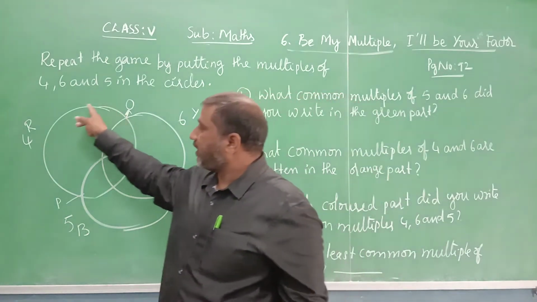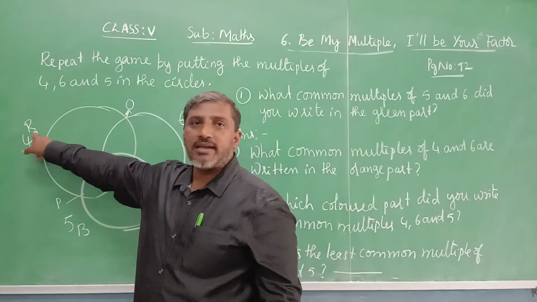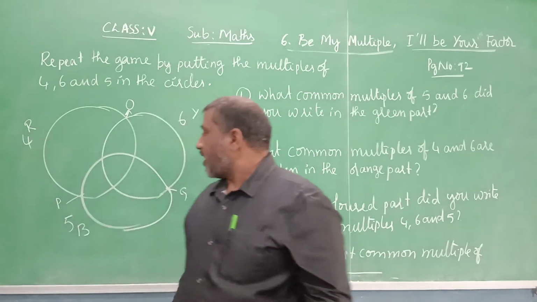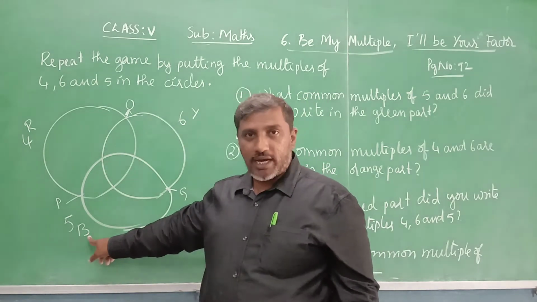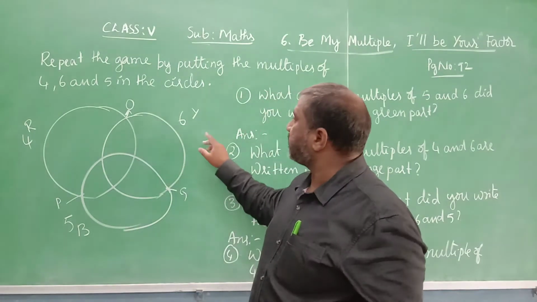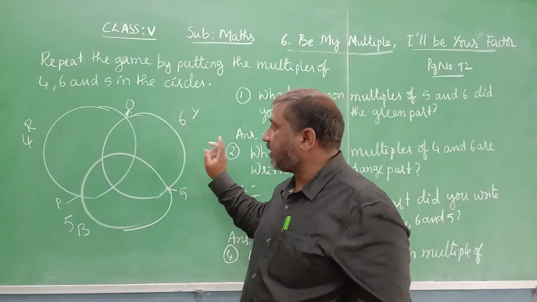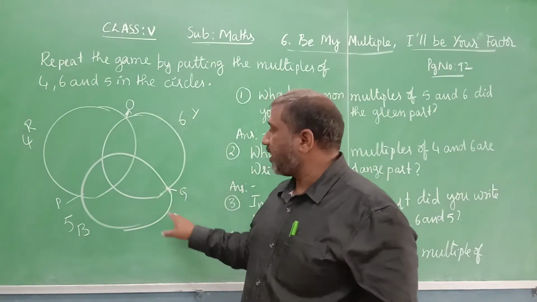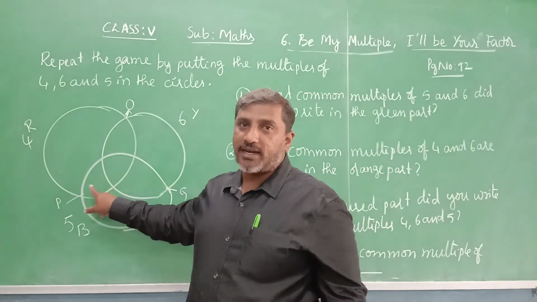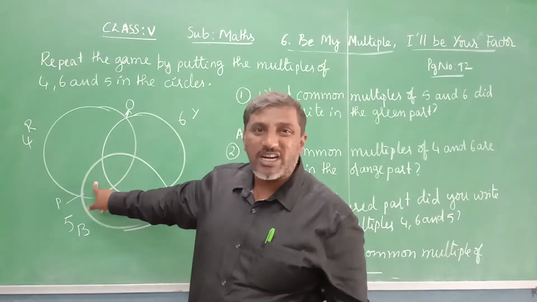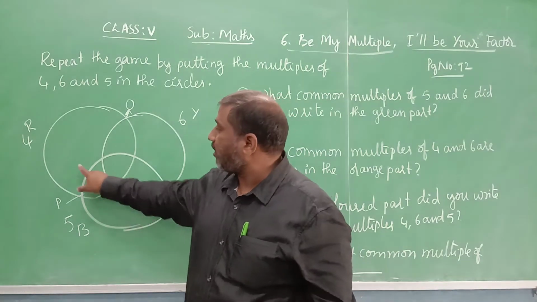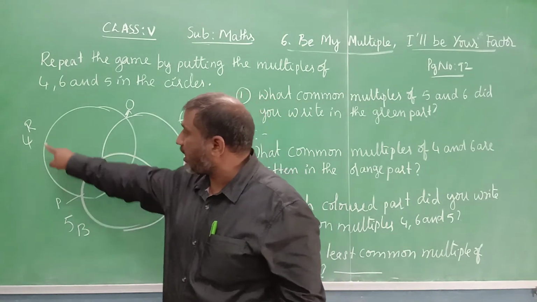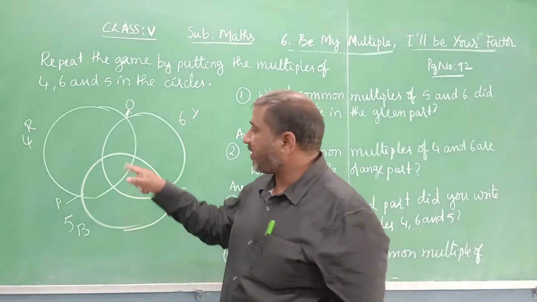Write all the multiples of 4 in red color. Here R stands for red color. And write all the multiples of 5 in the blue color. And write the multiples of 6 in the yellow color circle. This is the blue color circle. And this is the purple color circle. This space, what do we use it for, children? Yes, it is to write the common multiples of 4 and 5 or 5 and 4.